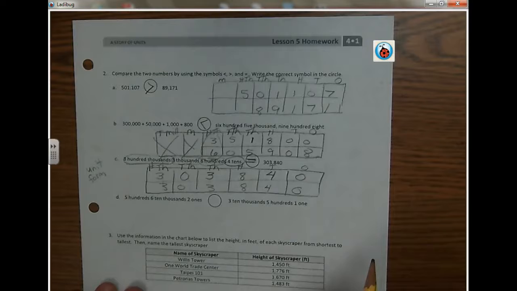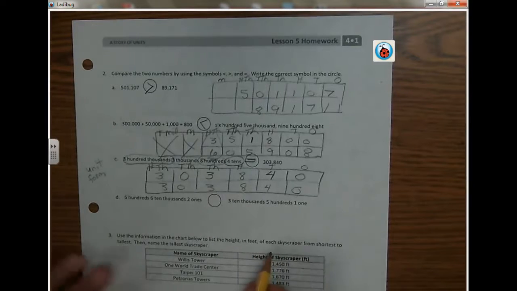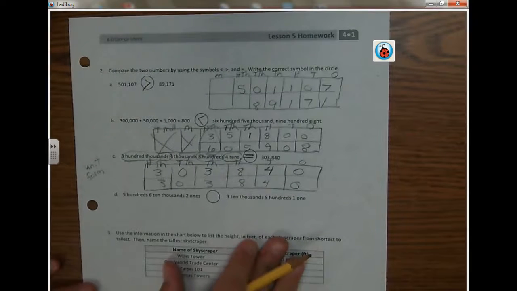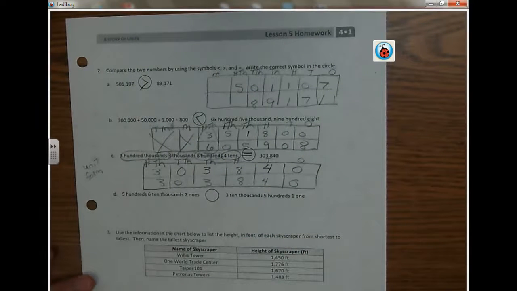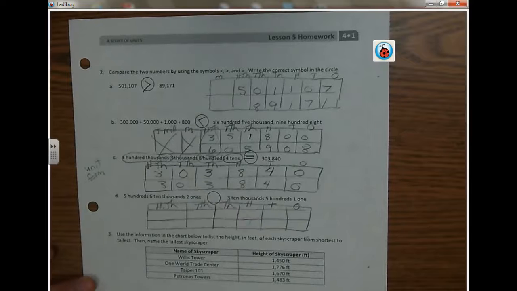Okay, so now I want you to go ahead and try the next one on your own. The next one is comparing two numbers and they're both in unit forms. Go ahead and write those in a place value chart and come back and check your work. Alright, so you're going to check your work with me. I'm going to do this one with you.